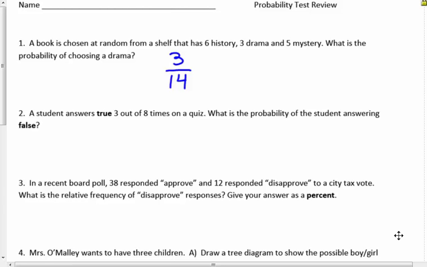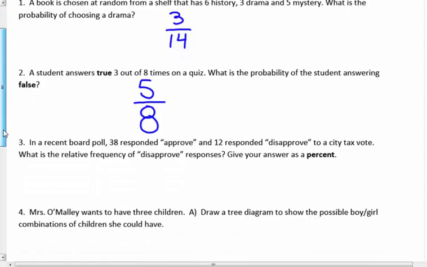A student, number 2, answers true 3 out of 8 times on a quiz. What is the probability of the student answering false? So if it's 3 out of 8 is true, false would be 8 out of 3. 5 out of 8. There's 8 questions on the quiz. So if it's true 3 of the times, it will be false 5 of the times out of 8.